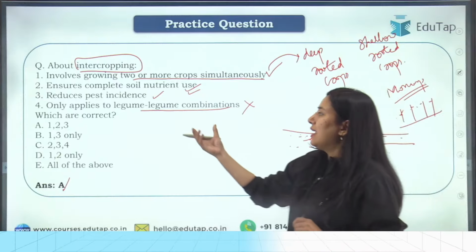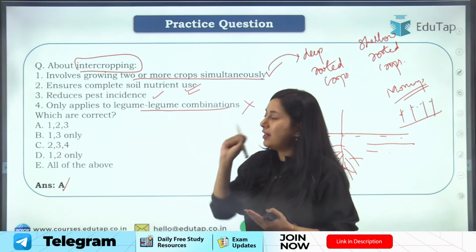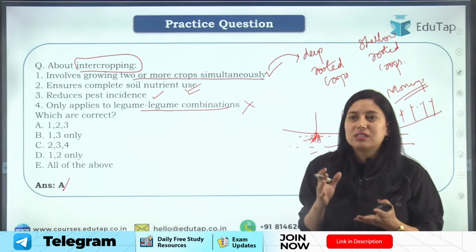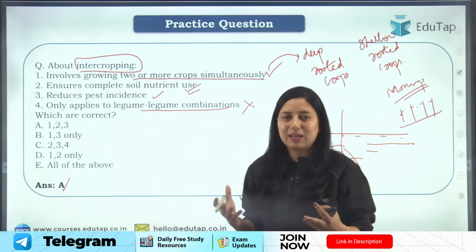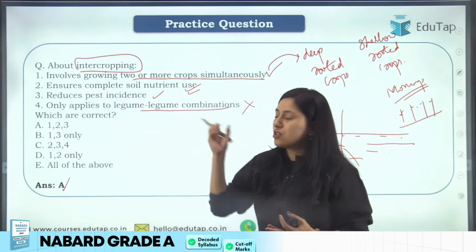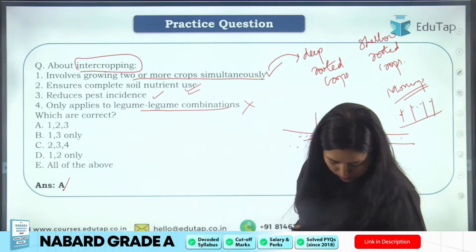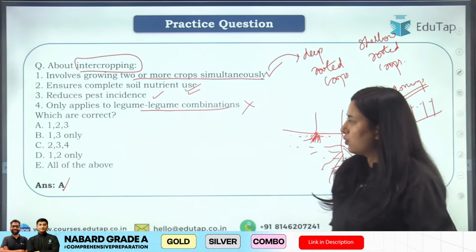Then, applies to legume combination. No, students, it's not strictly that we are growing only legumes in case of intercropping. We can go for cereals with legumes, we can go for cereals with cereals. Okay, any combination can be taken in case of intercropping. Clear? Okay, moving ahead to the next question.